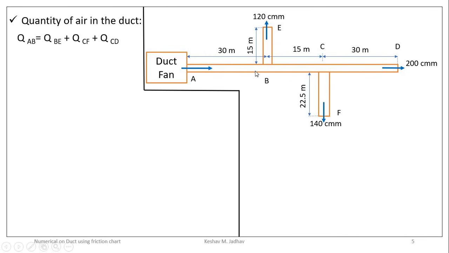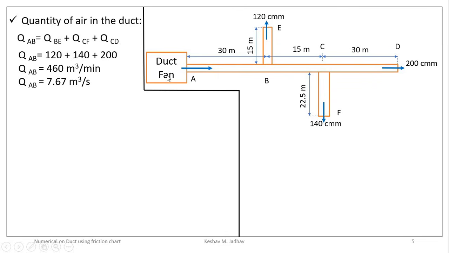So, total volume flowing through section AB will be equal to volume of air in section BE plus volume of air flowing through section CF plus volume of air flowing through section CD. So, total volume of air flowing through section AB is equal to 460 meter cube per minute. We can convert this meter cube per minute into meter cube per second by dividing by 60. So, we will get volume flow rate of air through section AB, QAB, equal to 7.67 meter cube per second.